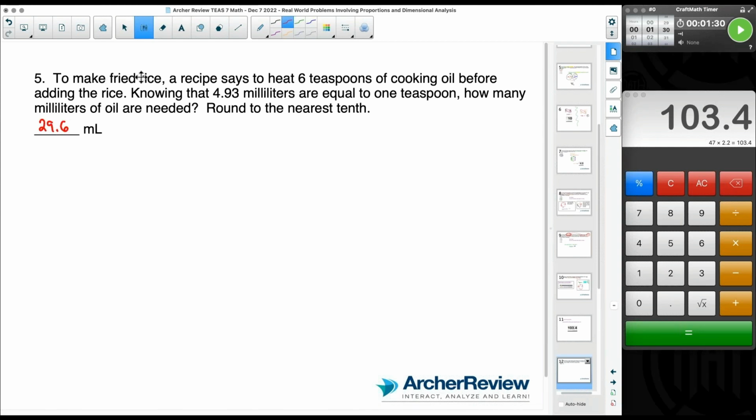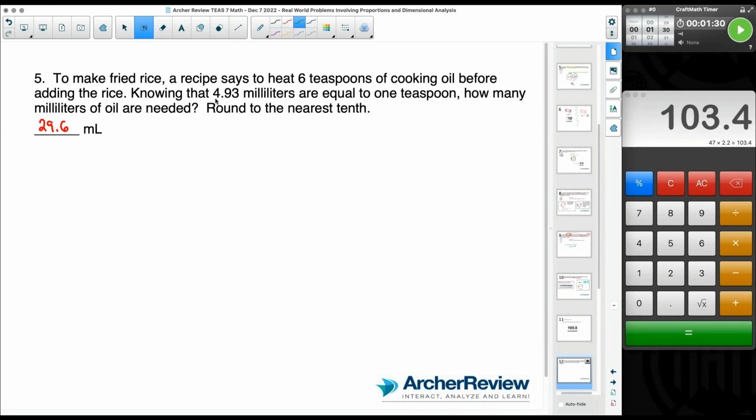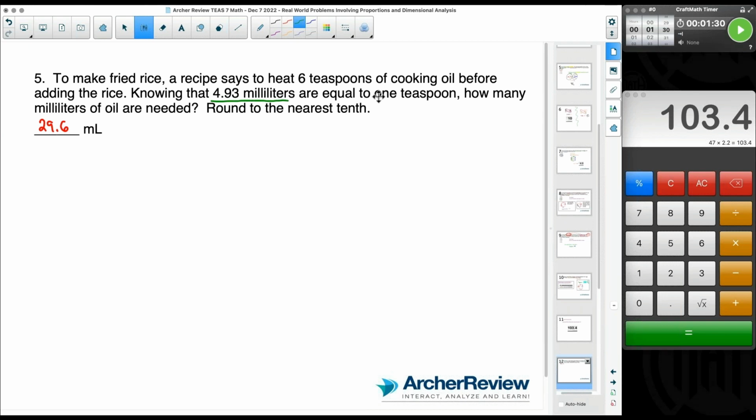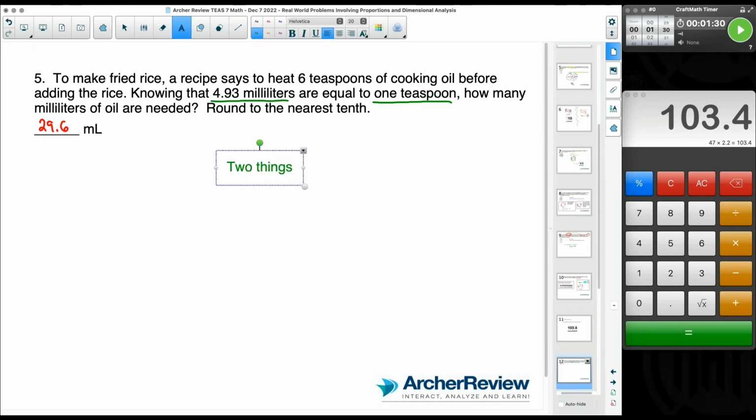So to make fried rice, a recipe says to heat 6 teaspoons of cooking oil before adding the rice. Knowing that 4.93 milliliters are equal to 1 teaspoon, there's our two things. Let me go ahead and establish that. By me just typing this up here, I want y'all to start looking and recognizing that we're comparing two things in all of these problems so far.